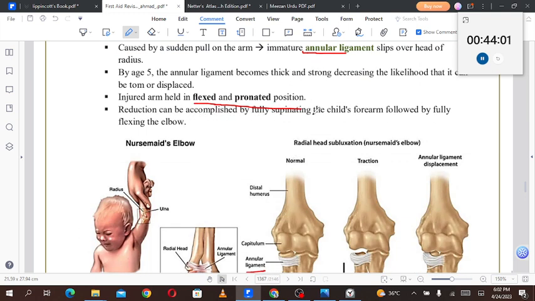Reduction can be accomplished by fully supinating the child's forearm, followed by fully flexing the elbow. So you fully supinate the child's arm, and after supinating, you fully flex the child's elbow, so that can cause the reduction.